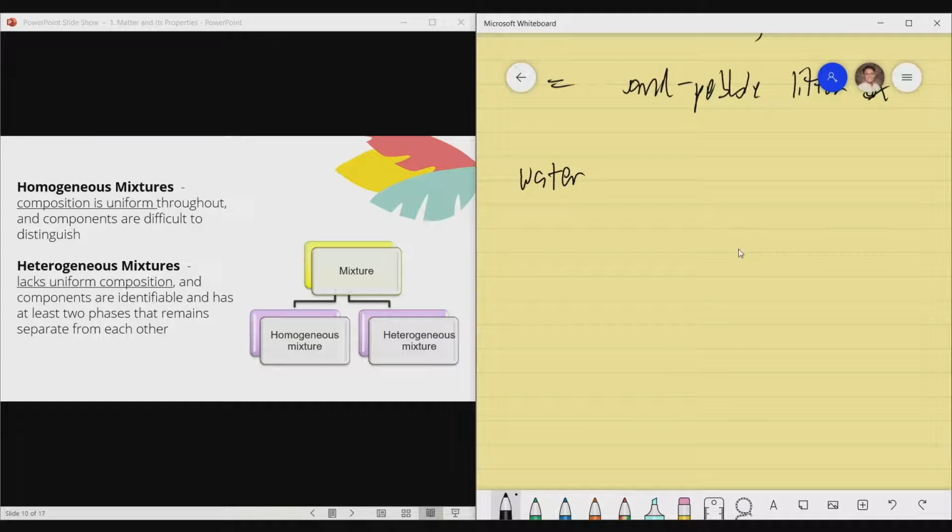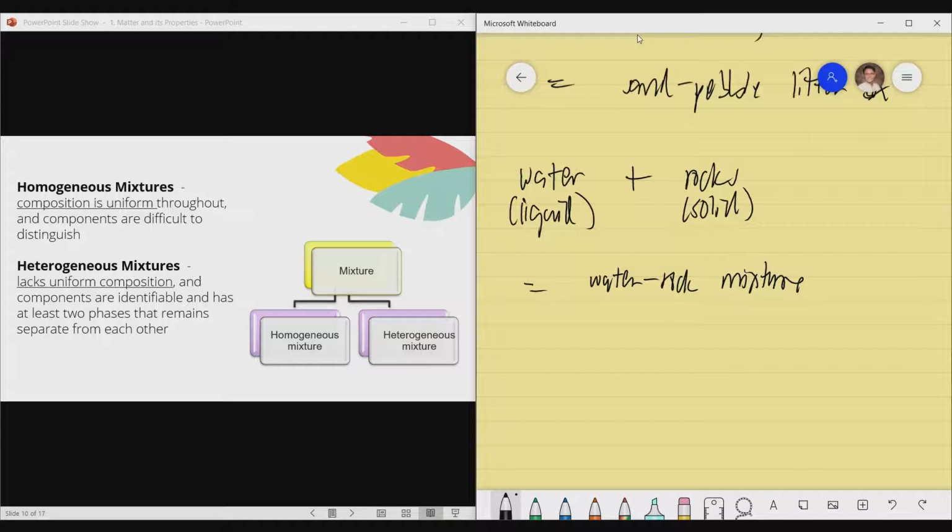Another example, water. So, water, liquid yan. Water and then rocks. So, we all know water is liquid and rocks will be solid. So, meron ka ngayong water-rock mixture. Ito ay isang uri pa rin po ng heterogeneous dahil lacks uniform composition. So, water-rock mixture na yan, meron kang liquid and solid. Hindi uniform. Okay? Kasi pag sinabi uniform, dapat iisa lang. Pero sa water-rock mixture, dalawa. Merong liquid part, merong solid part. And then, another keyword, components are identifiable. Nakikita pa rin natin, nade-distinguish pa rin natin si water and then si rock. Kahit na pinaghalo natin sila. Yun po ang heterogeneous. Okay? So that is mixture, homogeneous, and heterogeneous.